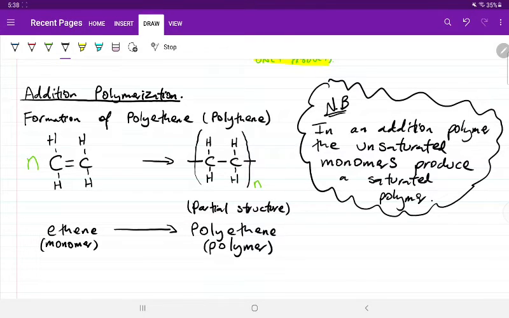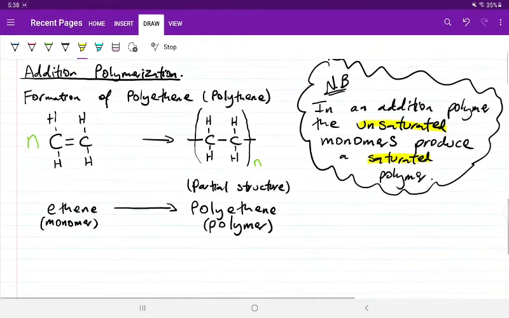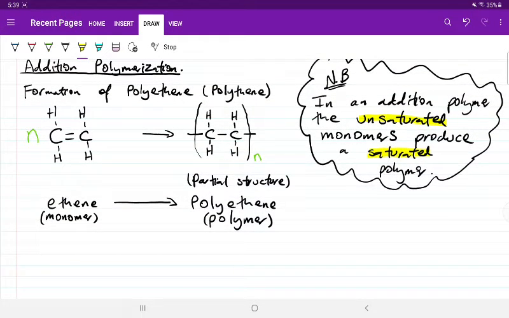All right, so just so you remember, when you have addition polymerization, you start off with unsaturated monomer units and you end up with a saturated polymer. So your monomers have carbon-carbon double bonds, but your polymer has no carbon-carbon double bond. So you need to be able to write this equation and draw the partial structure for a few different addition polymers. You also need to know the uses for each of those addition polymers.